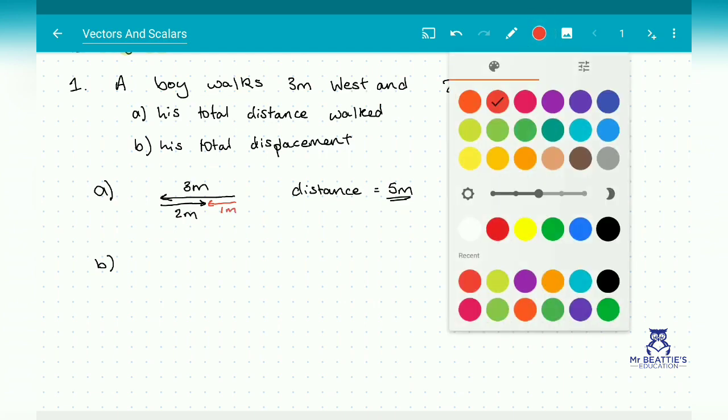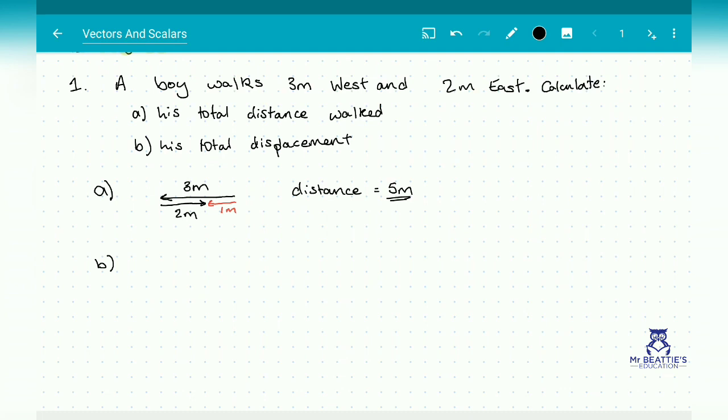Because we're taking into account the direction, displacement is actually only 1 meter here. So displacement is the distance you are from your starting point, how far you are displaced. Now this is a really simple one because it's straight backwards and forwards, but there will be further examples in another video where we're going to look at solving vectors at right angles.